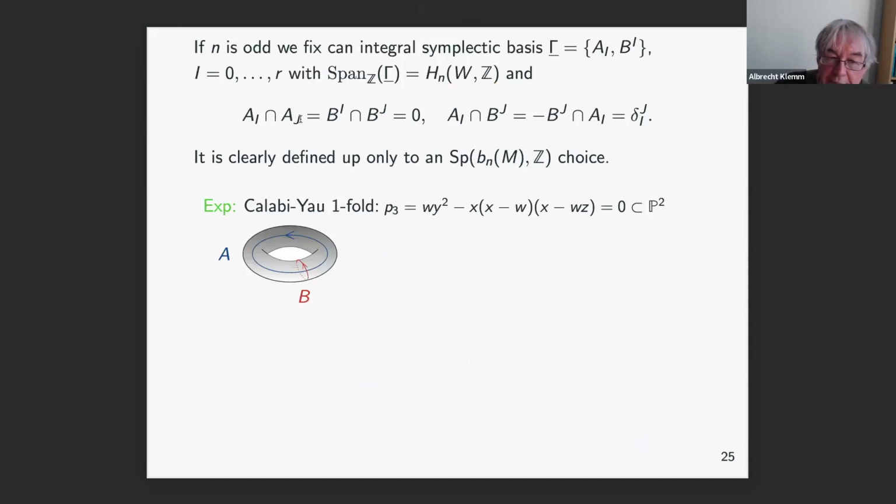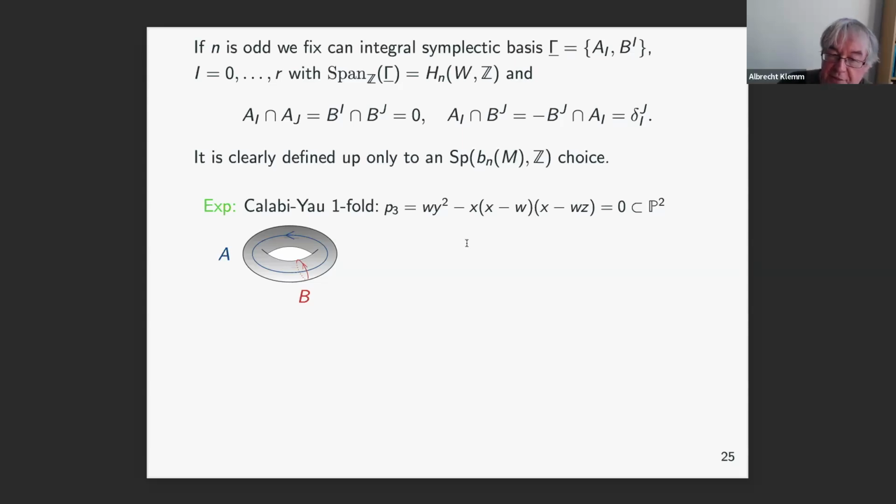And then, of course, you can put a basis, and it's also very important to remember that if the dimension is odd, then this form is antisymmetric. I mean, if you exchange these two cycles in these forms, then you get a minus sign, like I indicated here, and then it's actually an Sp(N) group, the choice is up to Sp(N), and also the monodromy is a subgroup of Sp(N).